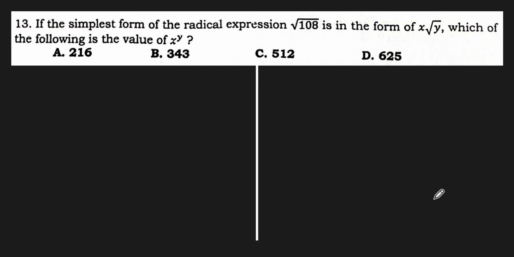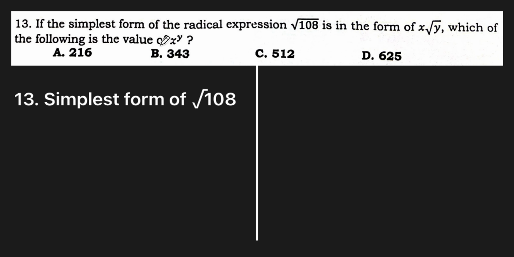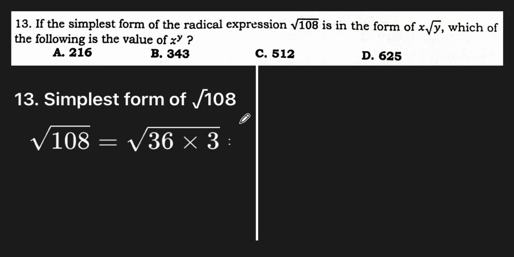Now, if the simplest form of the radical expression square root of 108 is in the form of x square root of y, which of the following is the value of x raised to y? Next thing that we need to do is to get the simplest form of 108. So when we get the factor of 108 which has a perfect square number, that is 36 times 3. So simplifying this, square root of 36 is 6. Square root of 3 would remain.